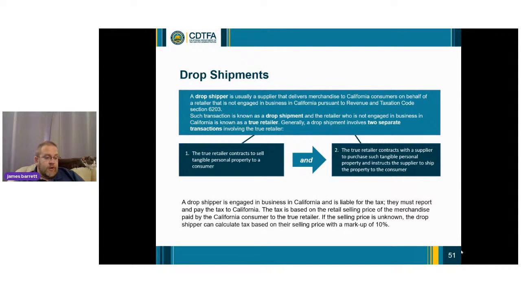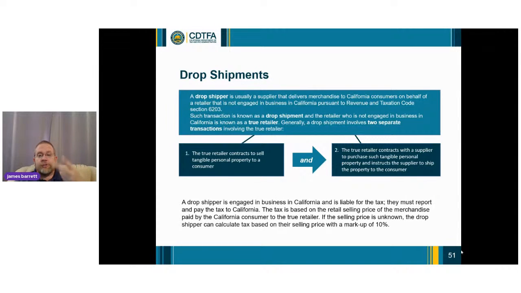Drop shipments. Drop shipments can be scary. What happens is it's usually an expensive item. So you, California customer, you're going to go ahead and buy an item from an East Coast company like a tractor. They're not going to ship you a tractor. It's too expensive. They're going to come to me, California business, and they're going to say, we'll buy your tractor, you deliver it to our customer.